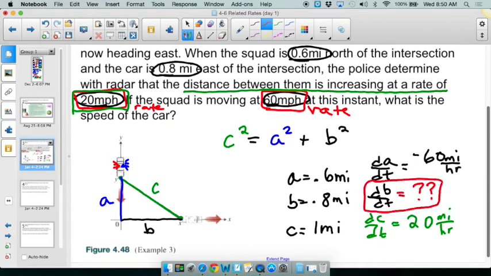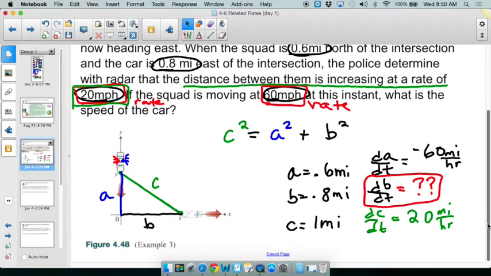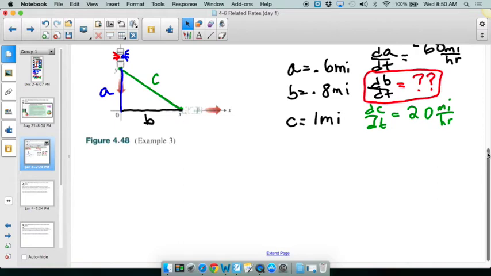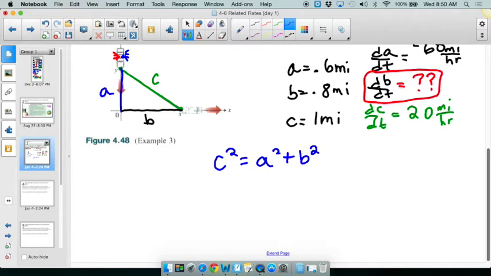So when we take the derivative here, we're going to have to take the derivative with respect to all three variables. So we have c squared equals a squared plus b squared. Okay, this is the situation where the left-hand side is going to have a chain rule in it. So what's the derivative of c squared with respect to t?